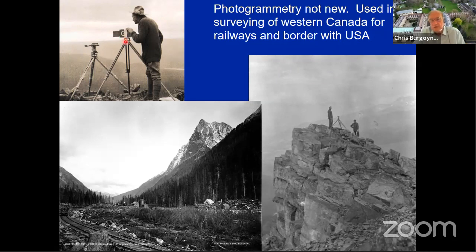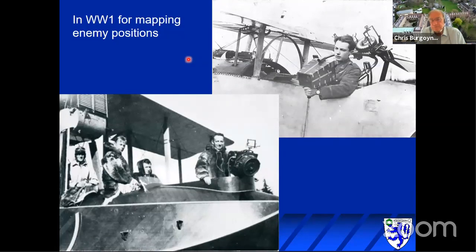And there are images I have seen, but I haven't got a copy of one, which actually shows somebody using the wet colloidal process, where they actually had to take a dark room with them to develop the photographs where they took them. It was used in World War I for mapping, and you can see an observer in a plane here with a camera that he's taken.